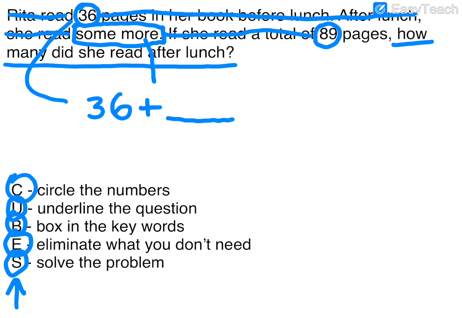So I'm not really sure what I'm going to add yet, but I do know that whatever I add, I'm going to get 89 pages altogether. So this is what our number sentence is going to look like. 36 plus something equals 89. Now we're going to talk about two different methods that we can use to solve this problem.